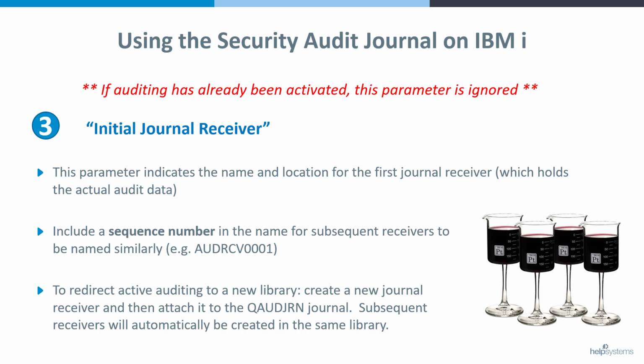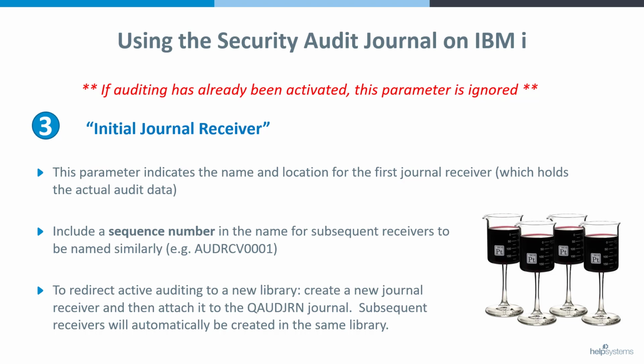The third and final parameter on our change security auditing command is the initial journal receiver. Now I've got a big note in red up at the top that if you already have your auditing function active, then this parameter is ignored. So you can't come in after the fact and run another change sec audit and move your receivers into that library, that custom library we created at the beginning. So that takes a little bit of manual step that I've laid out at the bottom of the slide here.